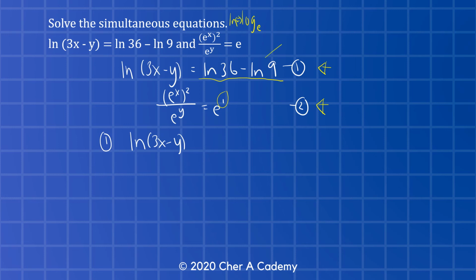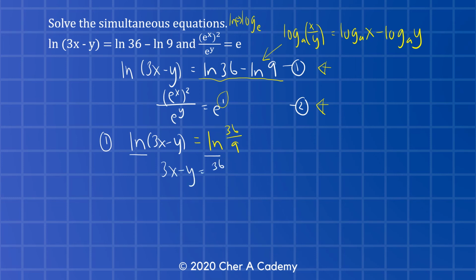Okay, so this one looks like we can make use of the quotient law. A quick recap, which is log base a of x over y is equal to log base a x minus log base a y. So to put them together, I will have ln 36 over 9. Since both of them are the same log, same base, that means my 3x minus y is equal to 36 over 9, which is 3x minus y equals 4.